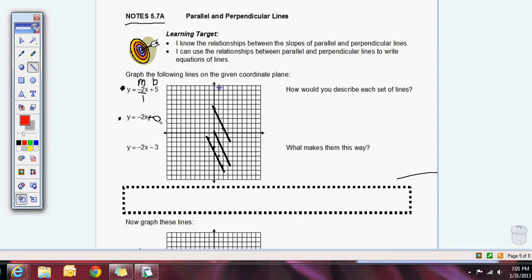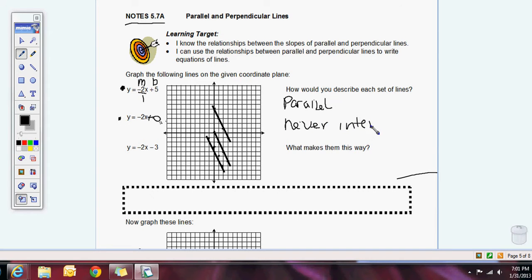So we're going to write parallel here. And how would you describe this line? So write parallel. These are parallel lines. Sorry, it looks like a 3rd grader's writing this. Parallel lines. And what do we know about parallel lines? Hopefully you know that they will never intersect. Never run into each other.